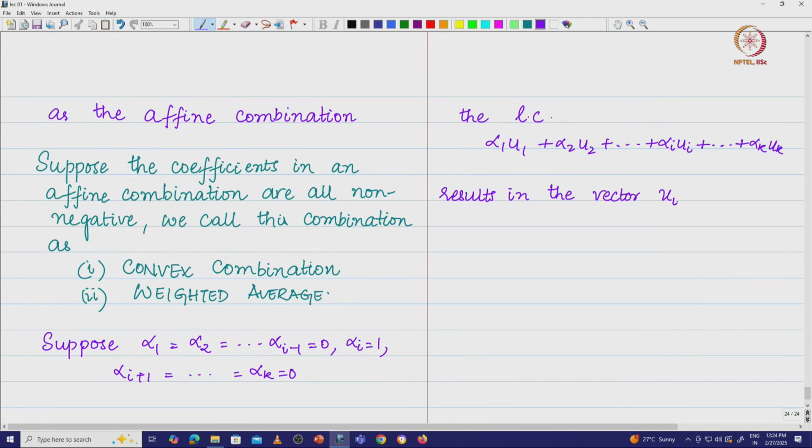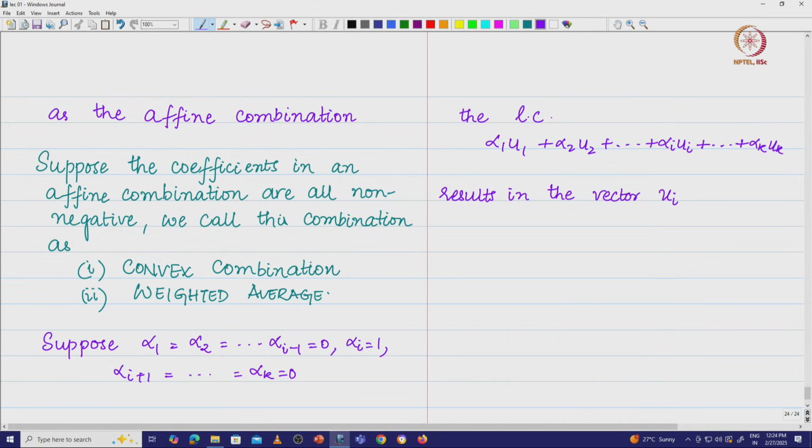So, which essentially says that I can write any given vector in a set of vectors as a linear combination of the same set of vectors, with that particular coefficient being non-zero, and the rest of all the other coefficients can be made 0. So, this is one important thing that we have.